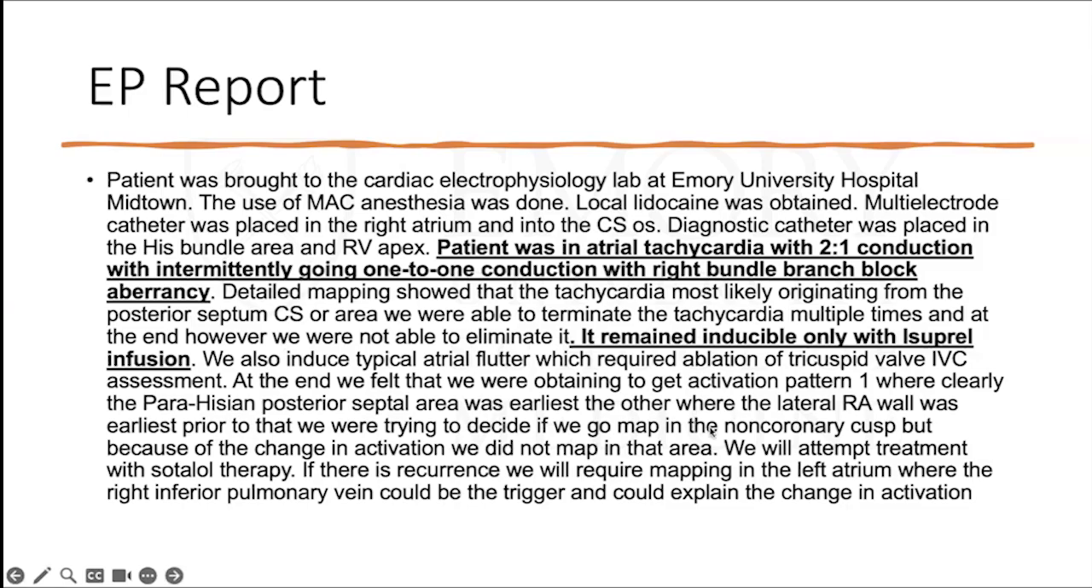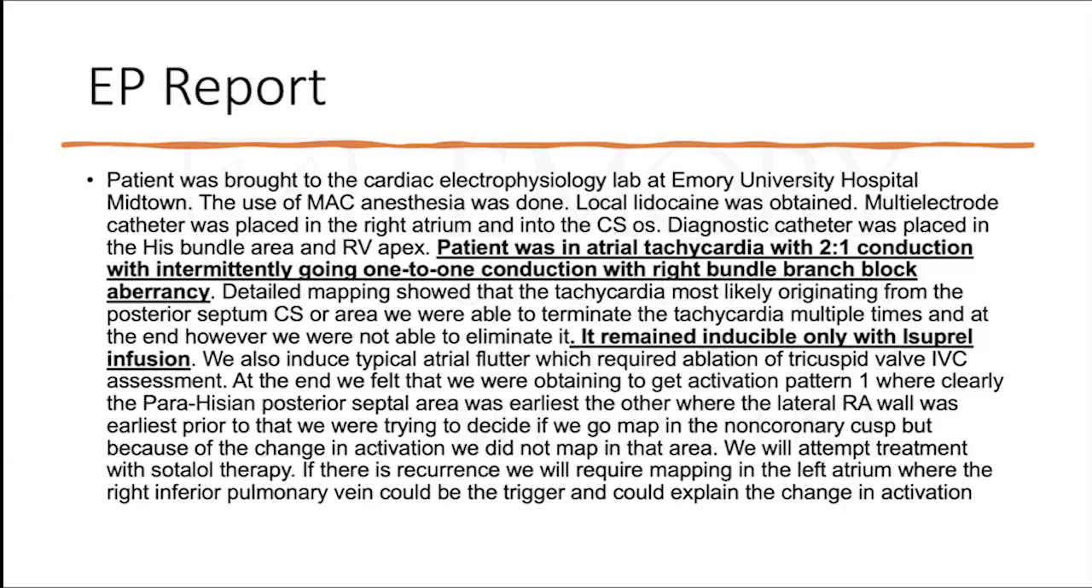But despite this, it remained inducible with isoprel infusion. So there was a concern that this was going to continue to happen. And then down here, this is what the plan was. We will attempt to treat with sotalol therapy. If there is recurrence, we will require mapping the left atrium, where the right inferior pulmonary vein could be the trigger. So this is what happened. After 64 separate ablations, including a CTI line and different atrial tachycardia ablations, she remained inducible despite that.